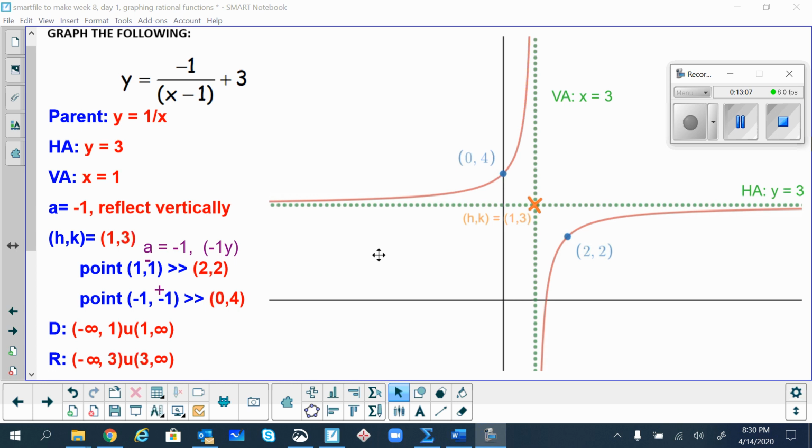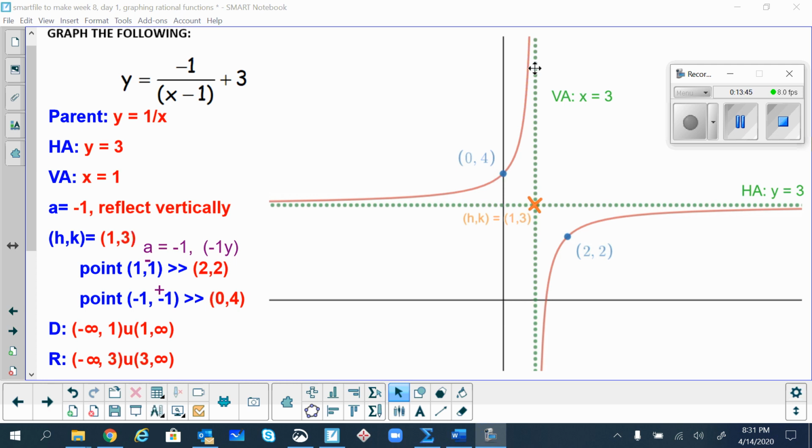So here we have a sketch of our function, y equals -1 over x minus 1 plus 3. And you can see that our domain will be all the values from -infinity to 1, union 1 to infinity. Notice that the function is not defined when x equals 1, because if I put a 1 in here, 1 minus 1 would be 0, and then my function would be undefined. So that's where my vertical asymptote is. And then my range will go from -infinity to 3, and then from 3 to infinity.